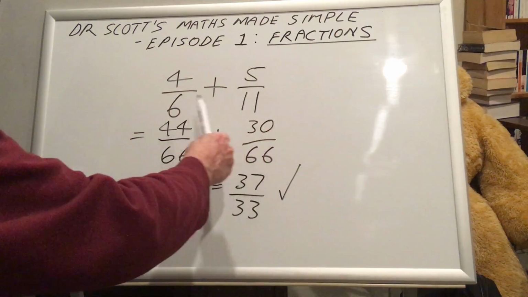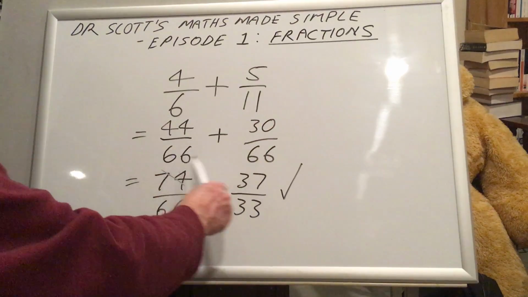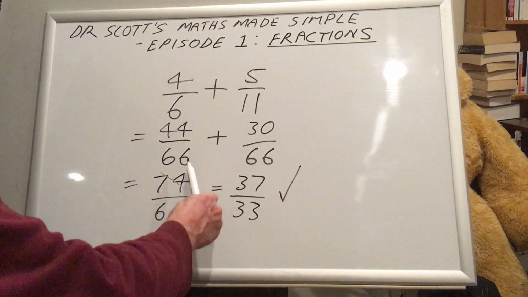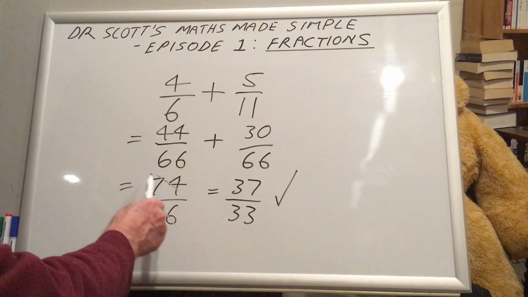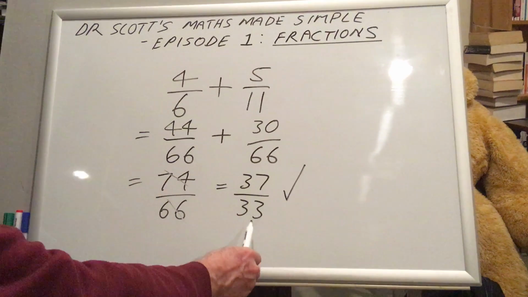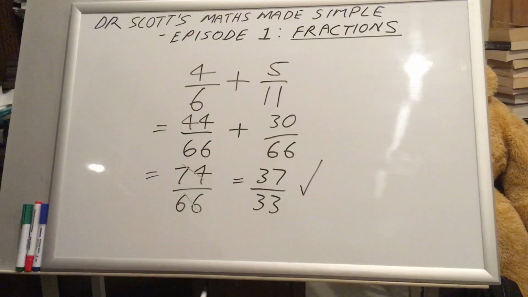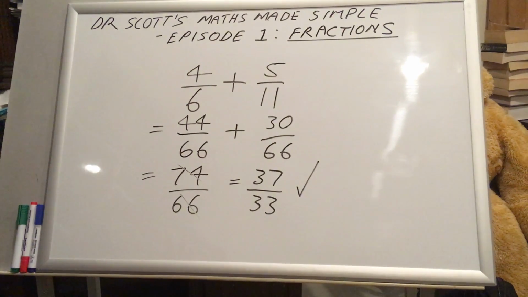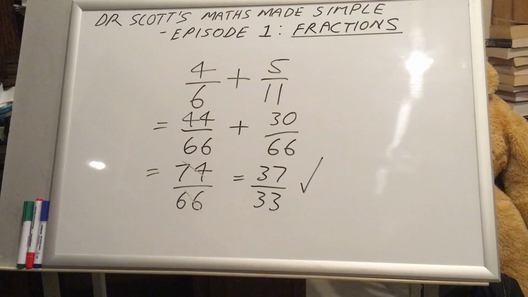We solved this fraction just by multiplying the 6 and 11 to get the common denominator, adding them together, and then just dividing by 2, top and bottom, and getting 37 on 33. I hope that helps you with adding fractions together or addition of fractions.